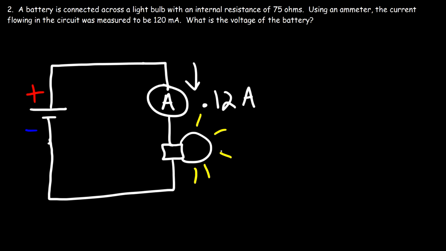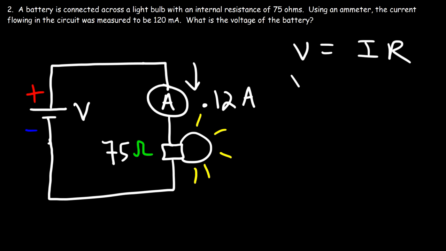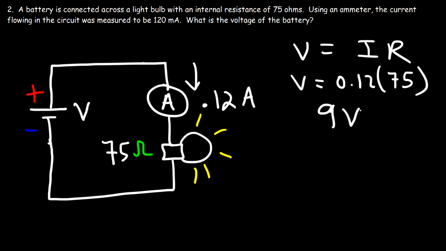Now, the resistance of the light bulb, we said it was 75 ohms. So now we have everything that we need in order to calculate the voltage of the battery. So V equals IR. The current is 0.12, the resistance is 75, and so we just need to multiply those two. So 0.12 times 75, what we have is a 9-volt battery.